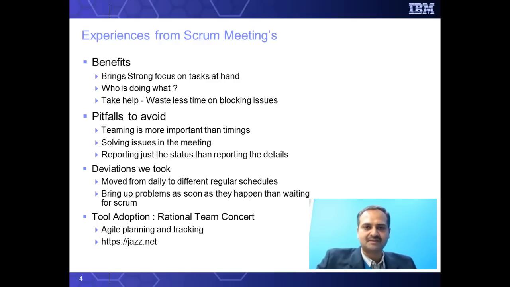To help ourselves implement Agile, we adopted Rational Team Concert. It's an Agile planning and tracking tool. You can get more information on www.jazz.net about this tool. In the next series, we will see which practices we started, how we assessed ourselves, and which is the next practice which we took.